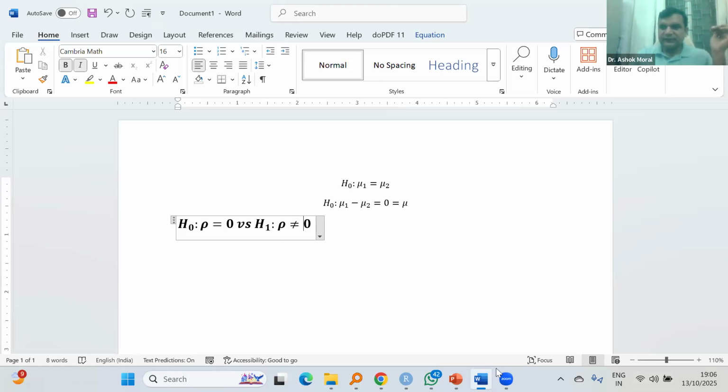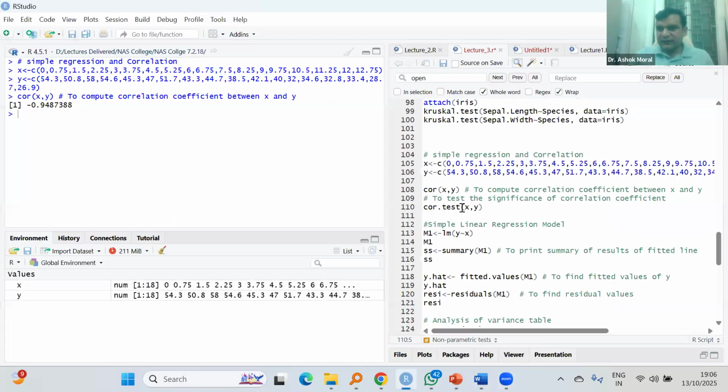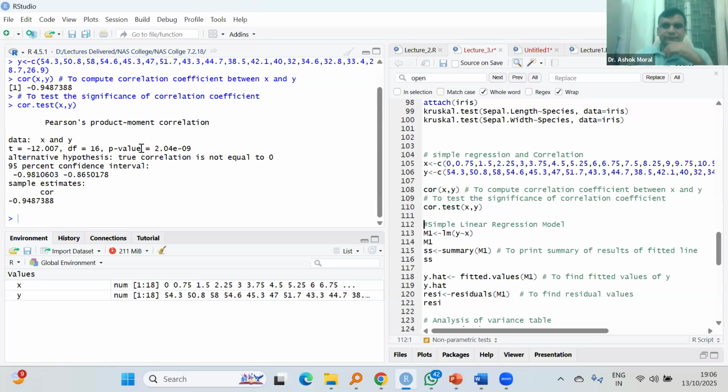In that way we can test the correlation, and the function that is used to test the correlation is cor.test. In this case we reject the null hypothesis. And what does it mean to reject the null hypothesis? It means that there is a significant correlation between X and Y.